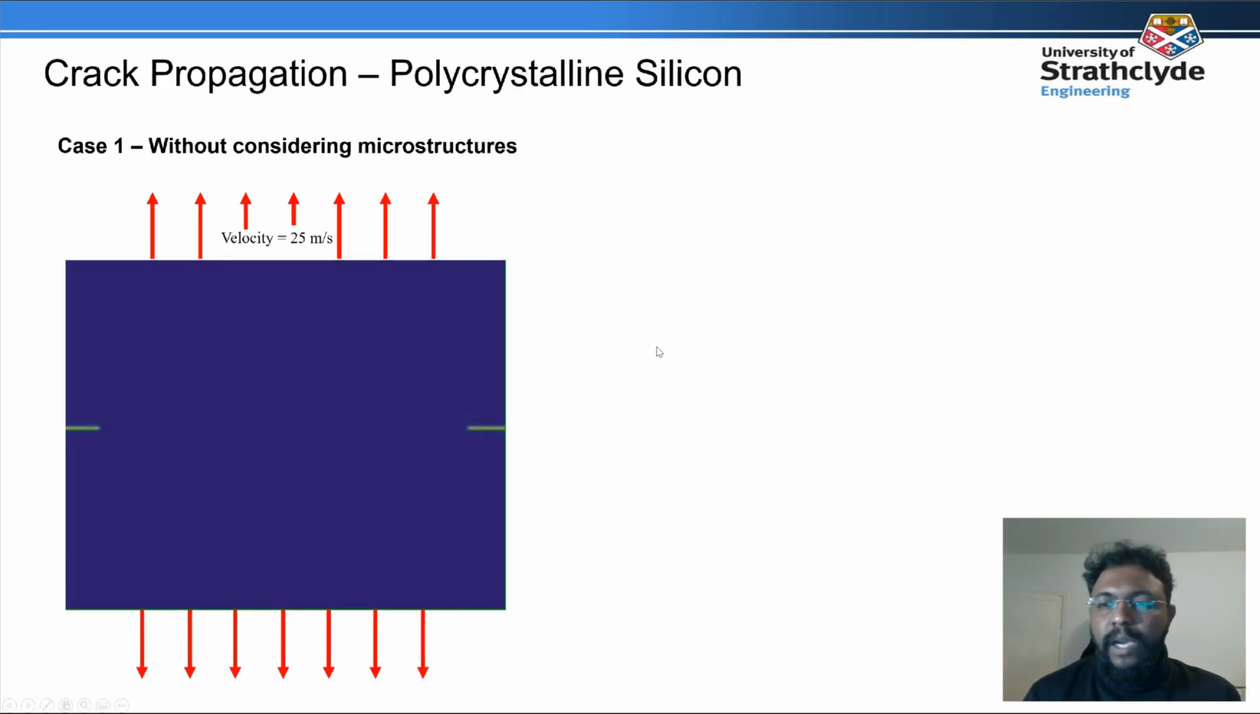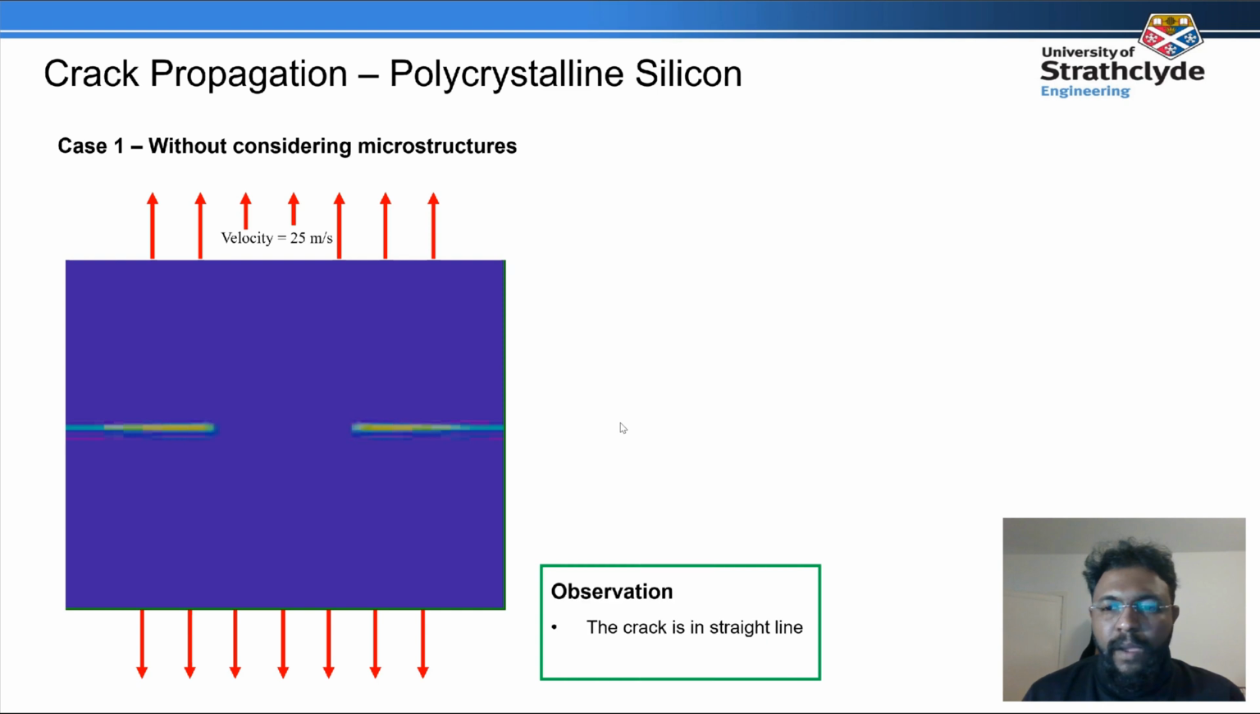Case 1. Let's see how the crack propagates without considering the microstructures. From observation, the crack is in a straight line. In most of our finite element analysis, we don't consider the microstructures, and the result is a straight line. The next simulation shows the importance of considering the microstructures during the finite element analysis.